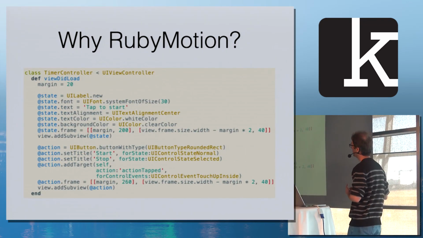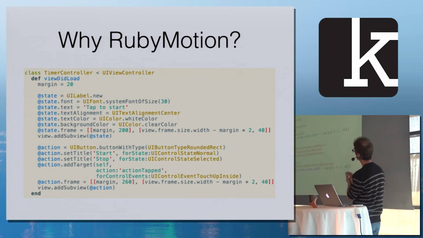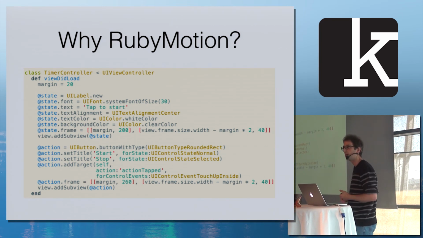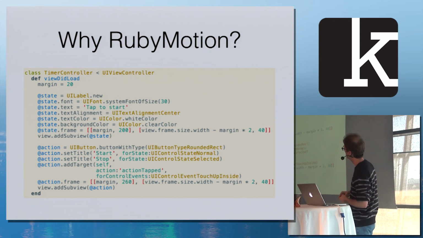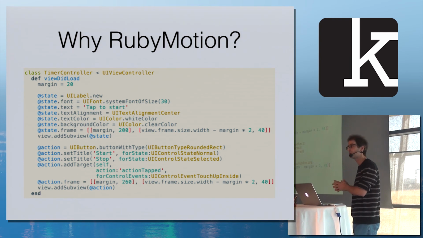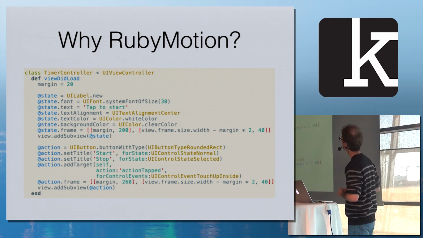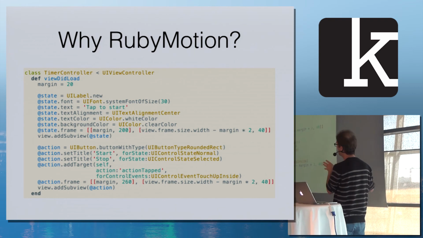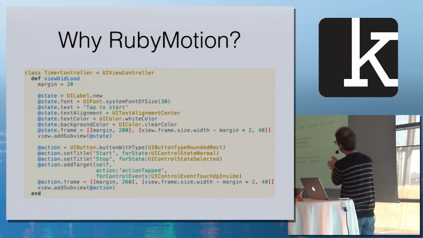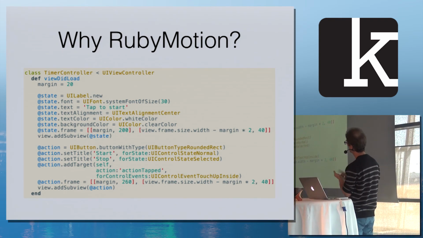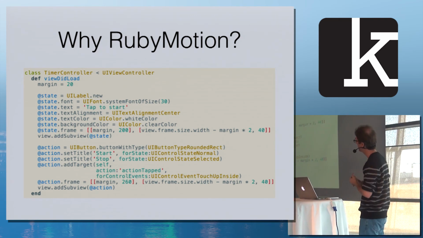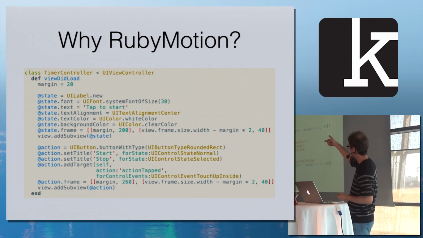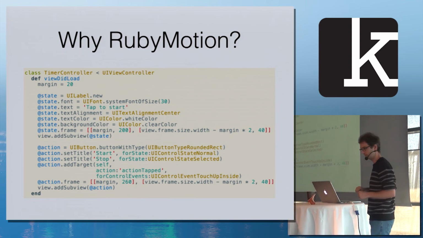So then the timer controller is a subclass of UIViewController, and part of the Objective-C API is that these view controllers have a method called viewDidLoad. It gets called when the view is loaded, as the name suggests. And this is where we get to do some setup, right? So we can create a new UILabel. We can set the font and the text and alignment and color, and then position it with the frame. And we add it to our parent view. And then the same thing with a button.